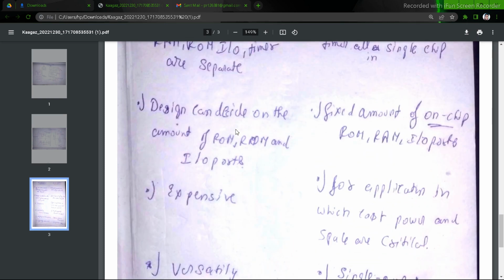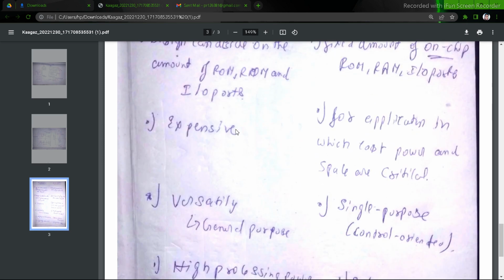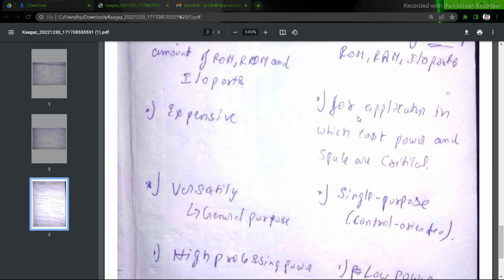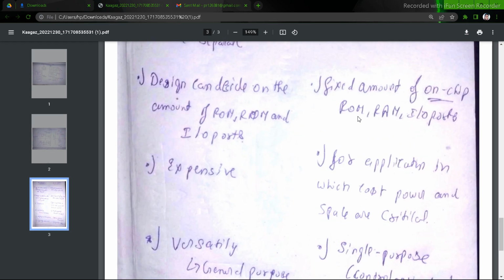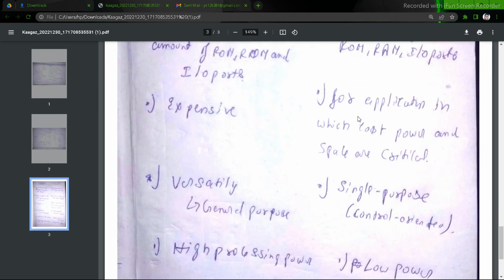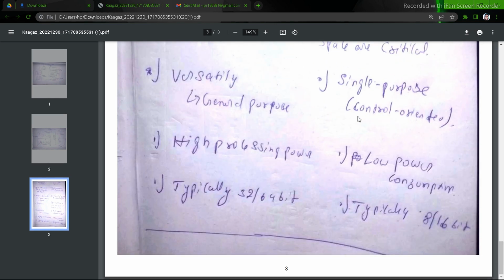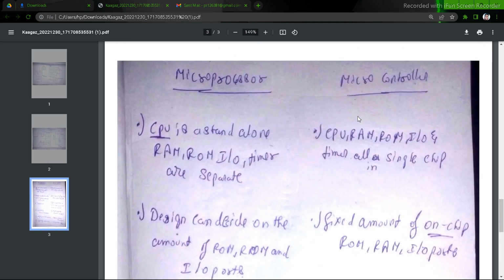A microprocessor is considerably expensive and high cost. Next, for applications in which cost, power, and space are critical, the applications may differ according to power consumption and expense. These are the different points that you may note down. And yeah, this is all about microprocessor and microcontroller.